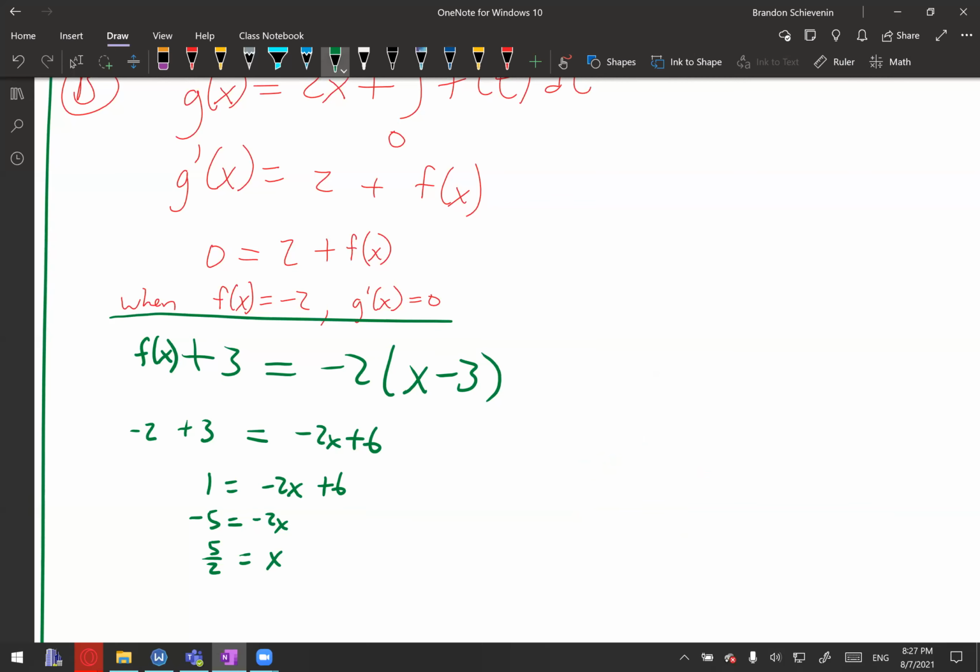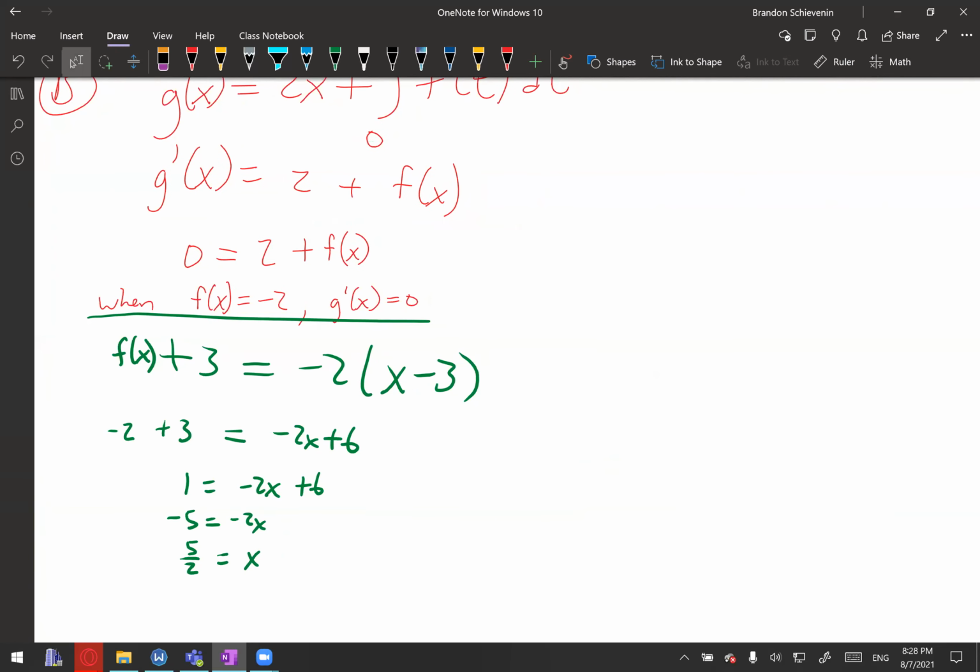The reason why I think it would be easier is because we already have this equation for g prime. So if I take the derivative again, then I'll just be left with f prime, and that's one number that I can check. I'm going to do this the faster way first, and then I'll see if I can do it the other way using a first derivative test. So at the point x equals 5/2, we said g prime is 0. This is what we've already proven.